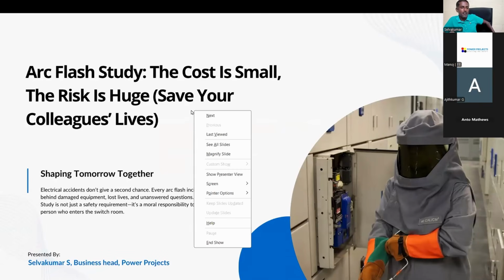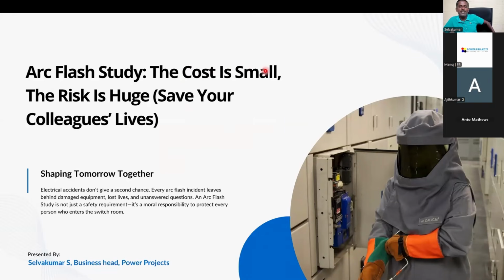An R plus study, the cost is small, the risk is huge. R plus study typically costs maybe 3K to 5K dollars in a small industry. The cost is small, but the risk is huge. That risk could be fatality as well. So save your colleague's life. You can probably save your own life too if you are doing operation and maintenance. If you are standing in front of the switchgear doing live maintenance and you are not wearing personal protective equipment, then you are gone.